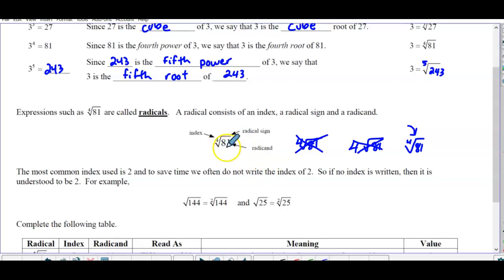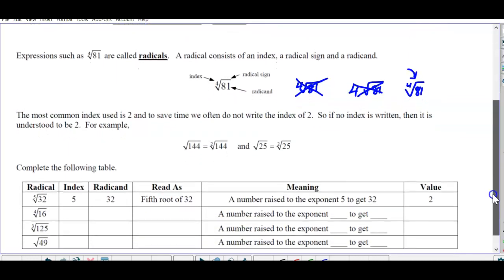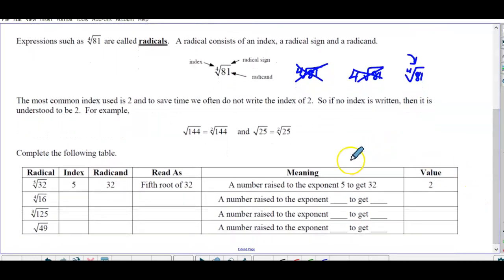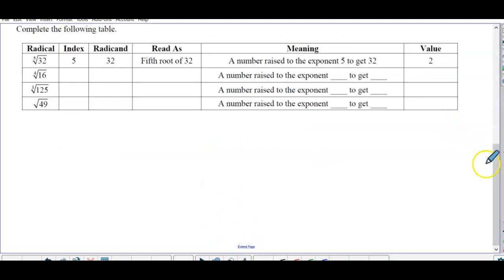Okay, the number underneath the radical sign is called the radicand. Obviously, that's a radical sign, the symbol part, and the index. The most common index used is 2, so I just talked about that. And to save time, we often do not write the index of 2. So if no index is written, then it's understood to be square root, index of 2. So we're going to complete the following table. I'm just going to move this up a little bit.